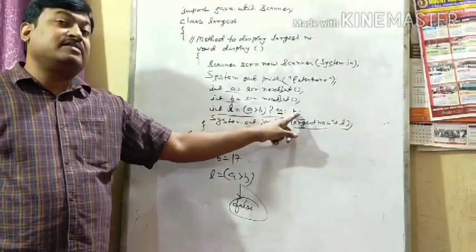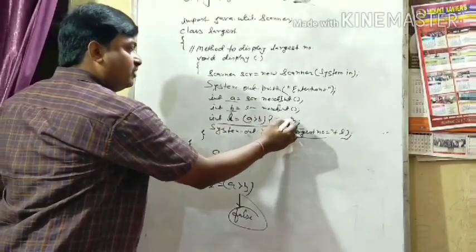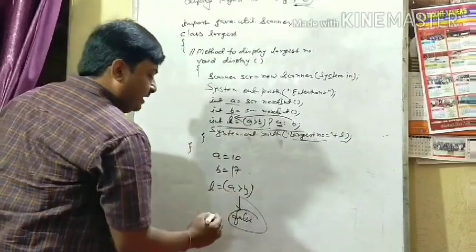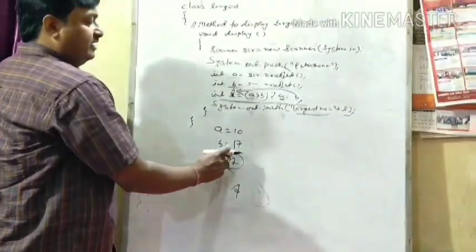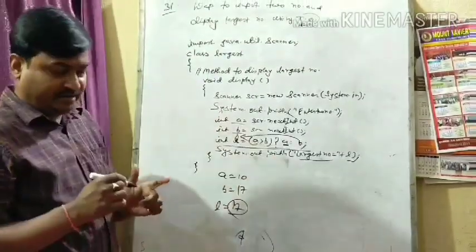Therefore the false statement, that is B, will be executed and we will store it in variable L. Therefore variable L will store 17. This way we will find the largest among two numbers.